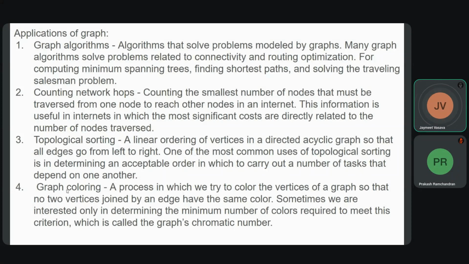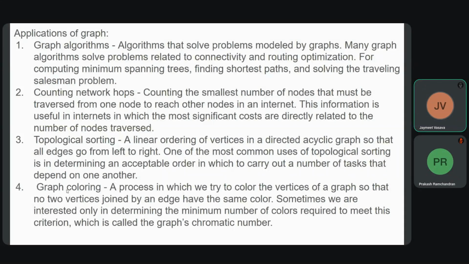Then topological sorting is a linear ordering of vertices in a directed acyclic graph, so that all edges go from left to right. An acyclic graph is one where, from the vertex that we started traversing, we cannot get back to it. In short, one of the most common uses of topological sorting is in determining an acceptable order in which to carry out a number of tasks that depend on one another.